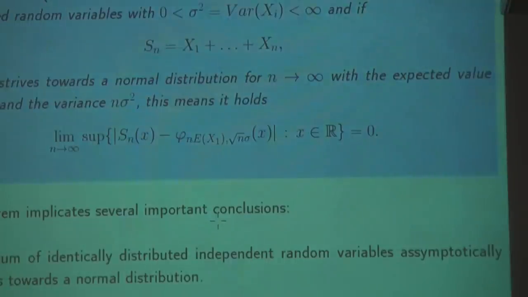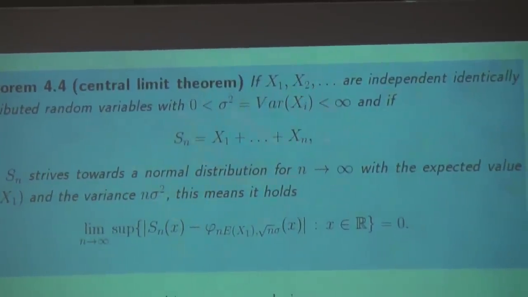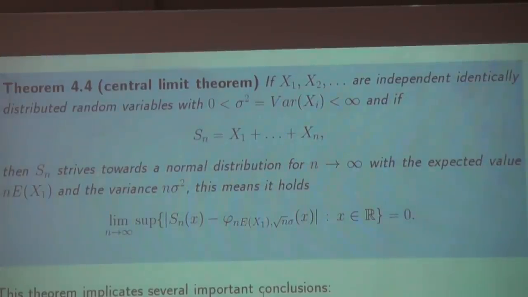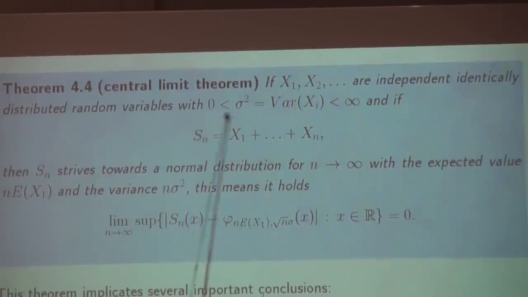Okay, and here comes the mathematics. That's the central limit theorem. It tells you what nature does if you do many measurements. And nature gives you as a result a normal distribution, if you have enough patience. So if we have independent, identically distributed IID random variables with variance sigma squared greater than zero and less than infinity, now look, we are talking about the sum of these n random variables.